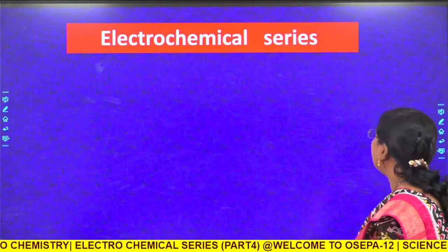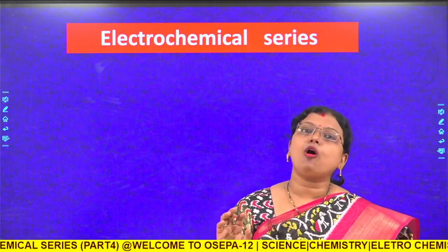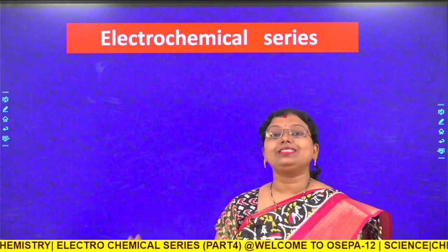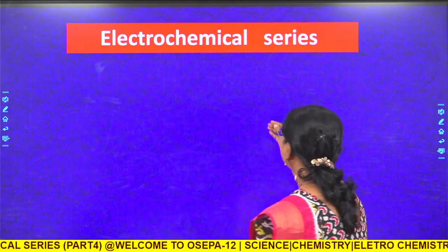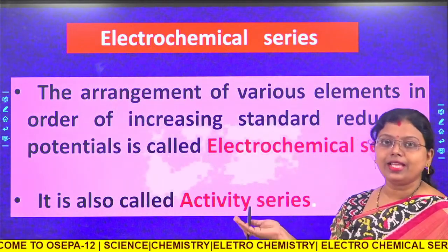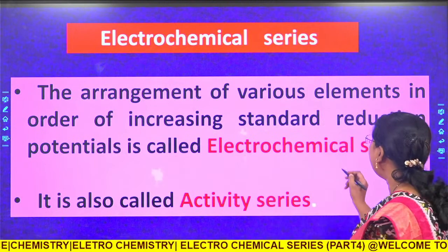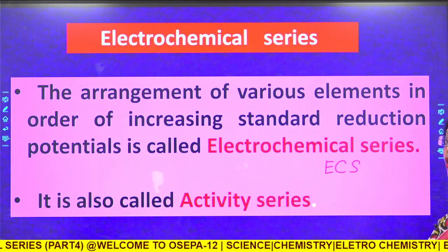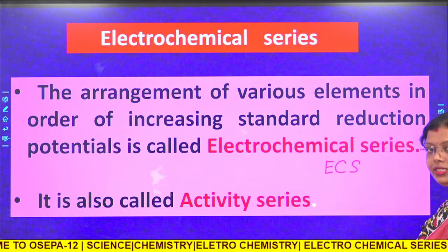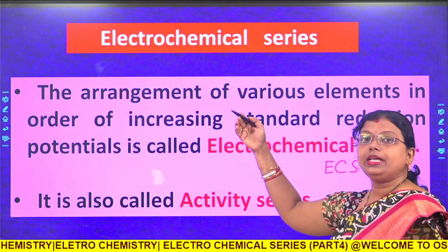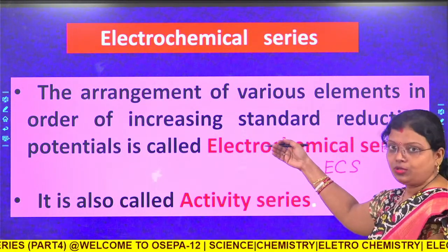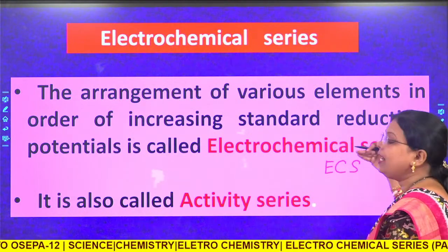So after obtaining the values, they are arranged in the form of a series. Then we will arrange them either in increasing order or decreasing order of the standard reduction potential. So you will obtain a series that is known as the electrochemical series. So how to define the electrochemical series? The ECS, electrochemical series, is nothing but the arrangement of various elements in order of increasing standard reduction potentials. Either you can write increasing order or decreasing order of their standard reduction potentials, but I have taken increasing order to avoid confusion.